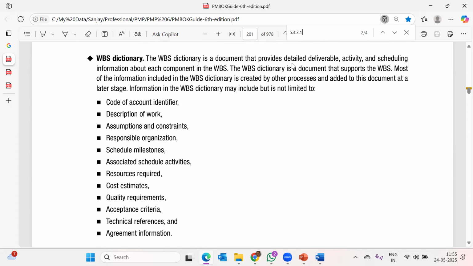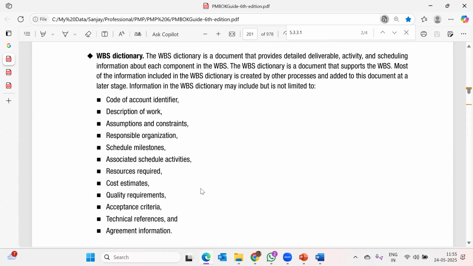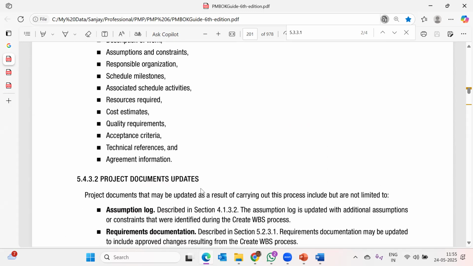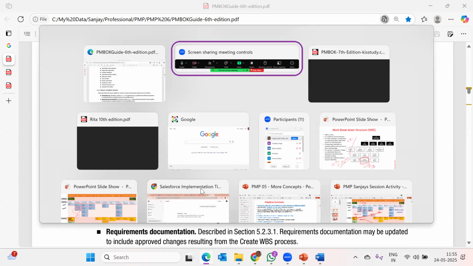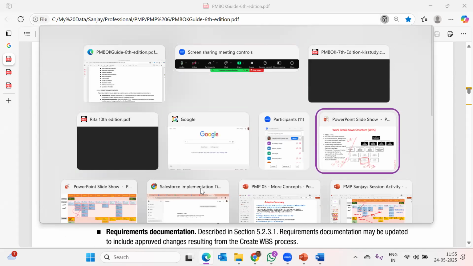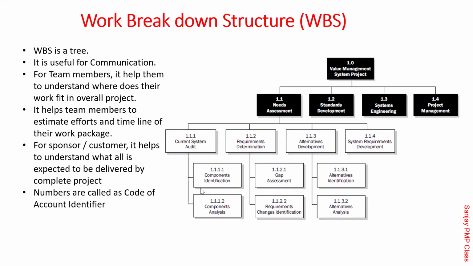It said that in the WBS dictionary: code of account identifier, description of the work, assumptions and constraints, responsible organization, scheduled milestones, associated schedule activities, resources required, cost estimate, quality requirements, all that. So basically a detailed description of each work package. For the developer, the WBS was good enough to understand where I sit. It said that I am going to work on this, this is part of this, this is part of this, and this is part of the project.